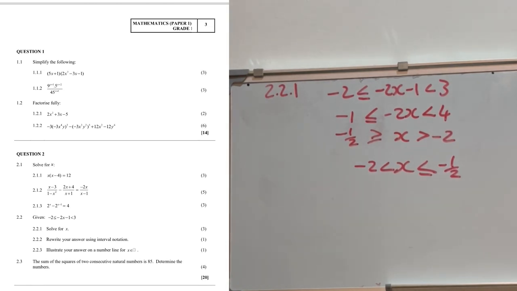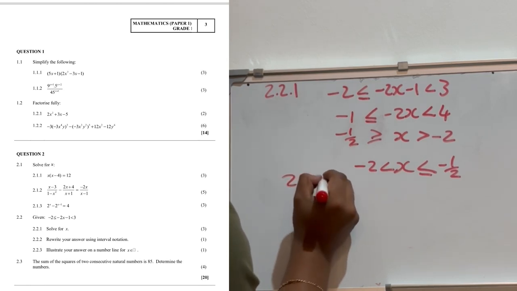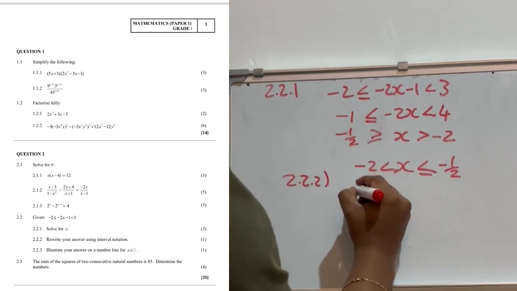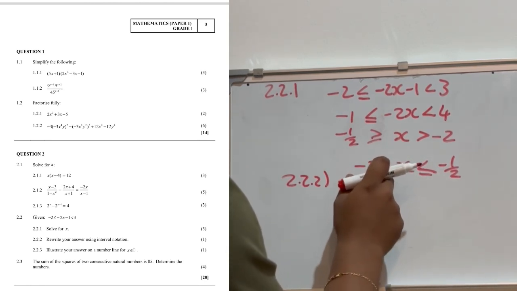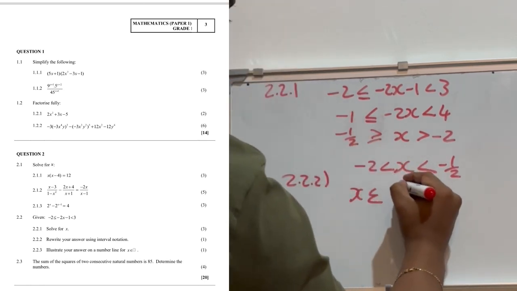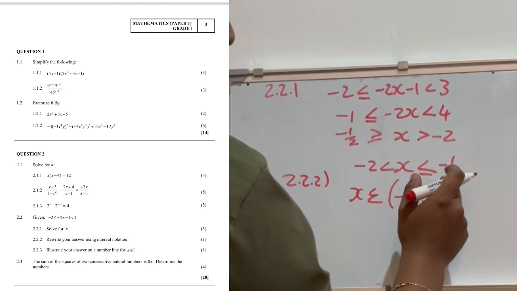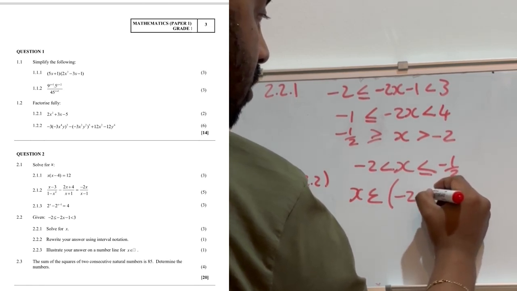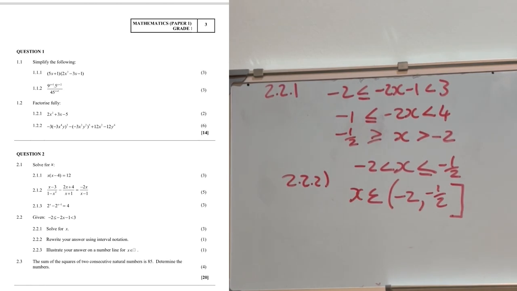Okay, then question 2.2 is: write this in interval notation. So you will just say x is an element of, if it's just smaller but not equal, just a round bracket, so minus 2. But if it's smaller and equal, then it is minus a half, but then it's a block bracket like that.